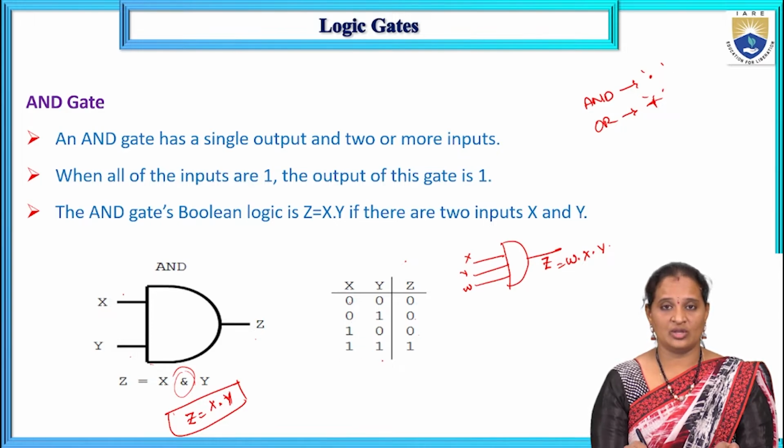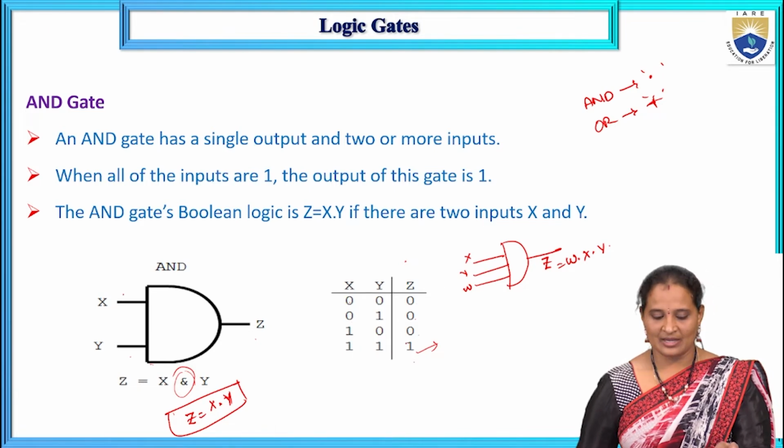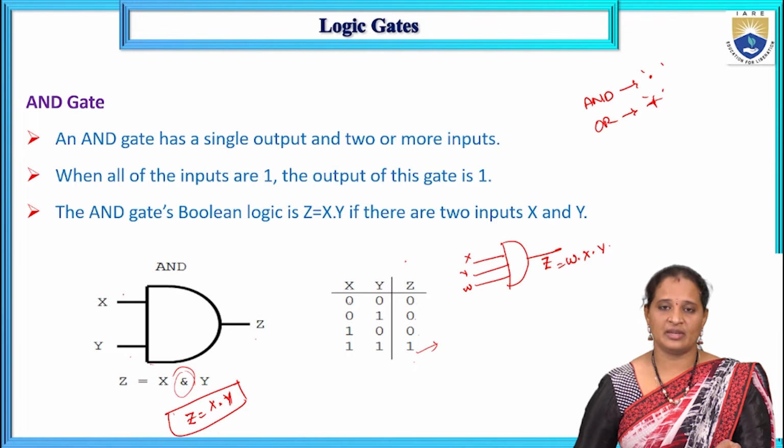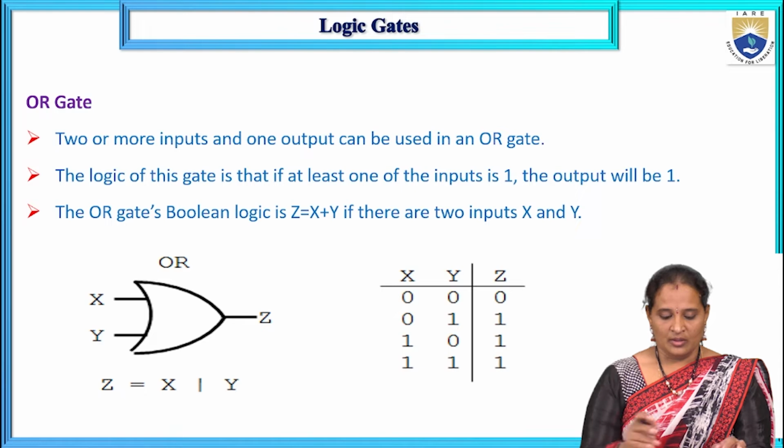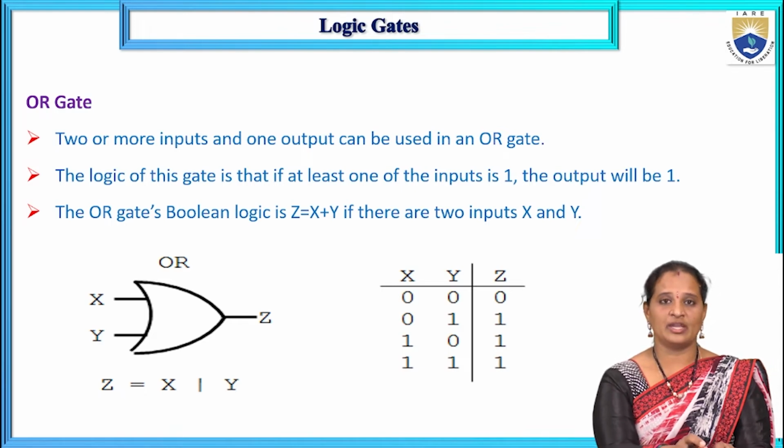When both the inputs are equal to 1, then only the AND gate produces logic 1. So that is why the output is 1. So this is about the AND gate, and it performs the logical multiplication operation, and it is represented with the dot operator. Now coming to the OR gate.